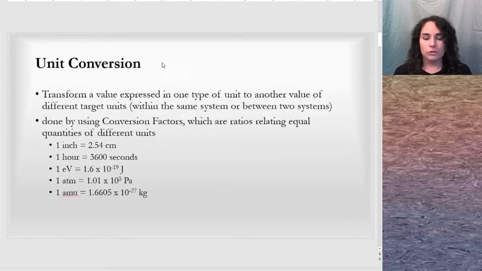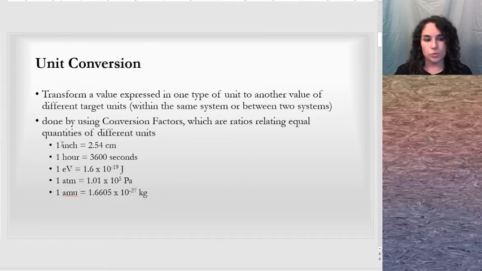What we will need to know for units is to do a unit conversion. Often we will not measure in the same scale or system of units as what we may do calculations in. That happens. We may need to translate our work to another person and need to switch systems. And so we're transforming a value expressed in one type of unit to another value of target unit. We do this by using conversion factors, which are ratios relating equal quantities of different units.